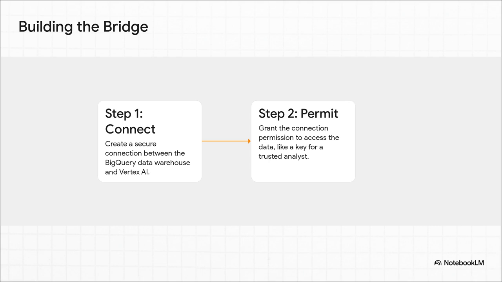First, we set up a secure connection between our BigQuery data warehouse and Google's Vertex AI platform, which is where the AI models live. Then, step two, we just granted that connection permission to access our data. It's honestly just like giving a key to a trusted analyst. It's totally secure and we control all the access.